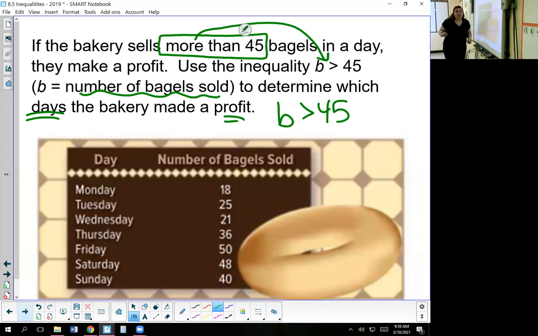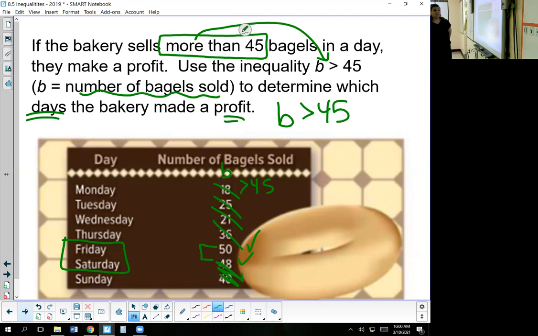So strategy, ask yourself B, because B's on this side, not on the other side. This is my B's. I'm asking myself, is this greater than 45? No. 25 greater than 45? No. 21 greater than 45? No. No. Yes. Yes. No. No. So the only 2 days they are making a profit were on Friday and Saturday. All the other days they're not making any money.